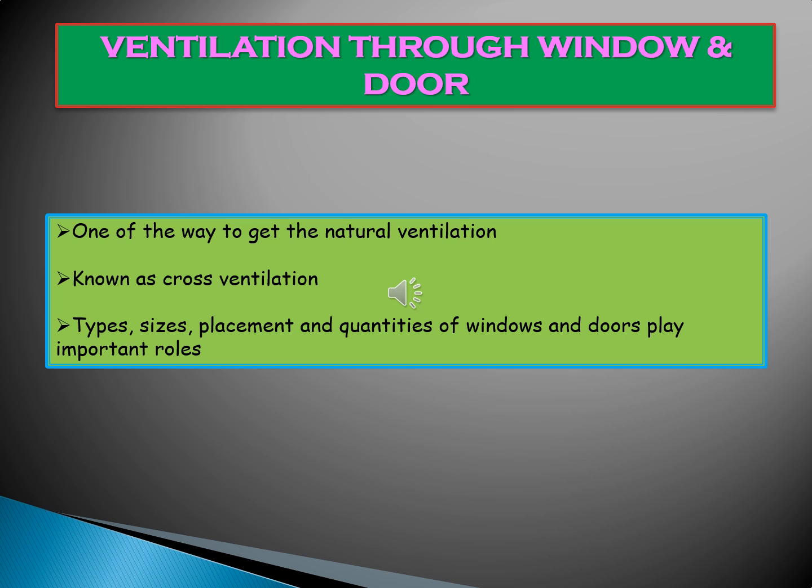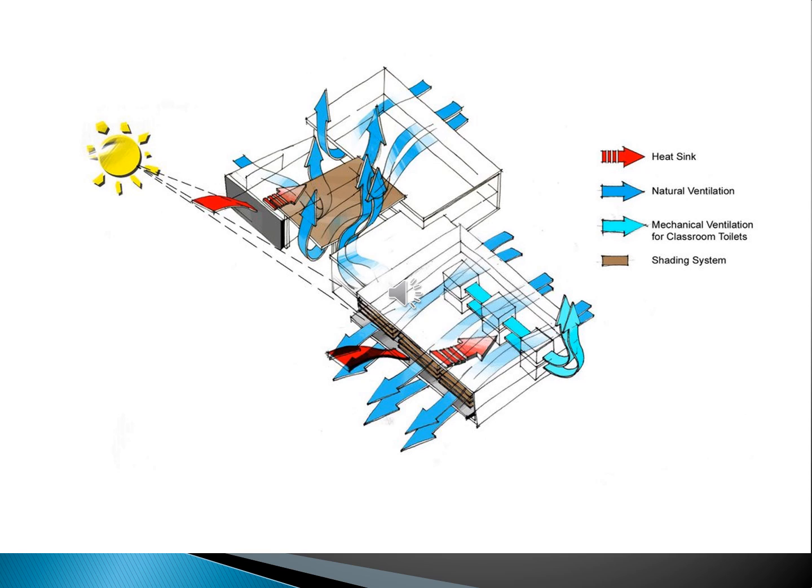Type, size, placement and quantities of windows and doors play important roles. As shown, hybrid ventilation or mixed mode ventilation is applied for toilet. Hybrid ventilation relies on natural driving force to provide the desired flow rate. It uses mechanical ventilation when the natural ventilation flow rate is too low.